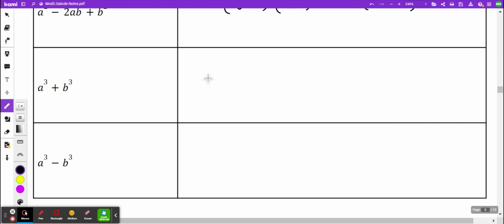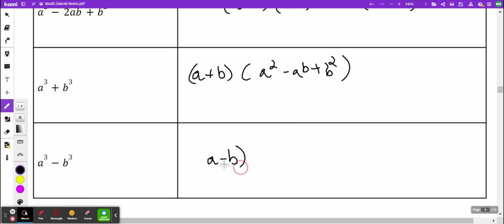Yes or no? So this one will be A plus B, and then we'll have A squared minus AB plus B squared. And that will give us at the bottom A minus B, A squared plus AB plus B squared. So basically this is what this boils down to, is this gives us the canceling out right here.